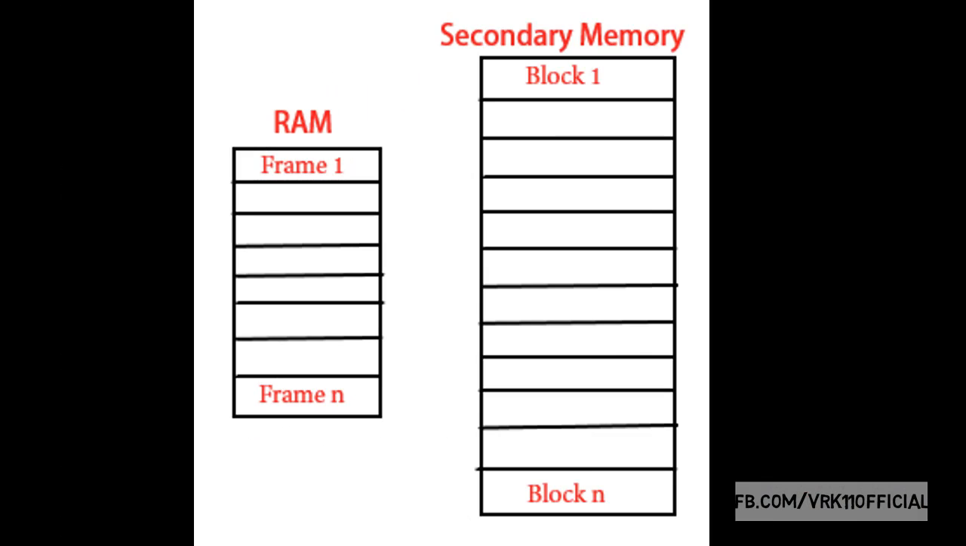Now in this example, let us consider that the RAM size is about 4 GB and the secondary memory size is about 16 GB, and that a certain amount of space is available in the RAM and the remaining space is being used by the programs. And there are certain programs in the secondary memory which are waiting to be executed by the RAM.